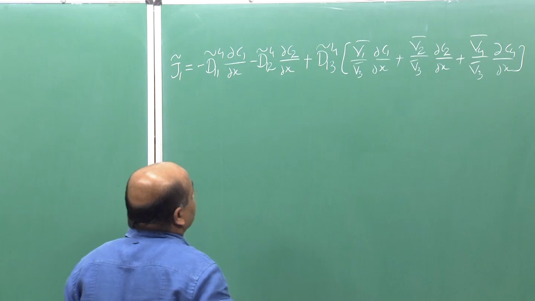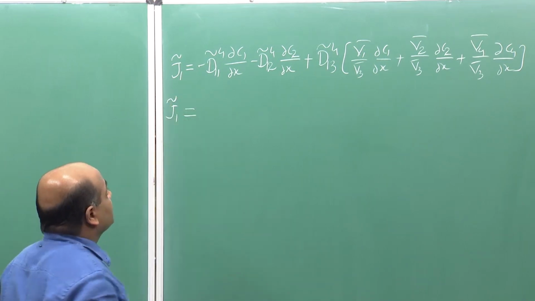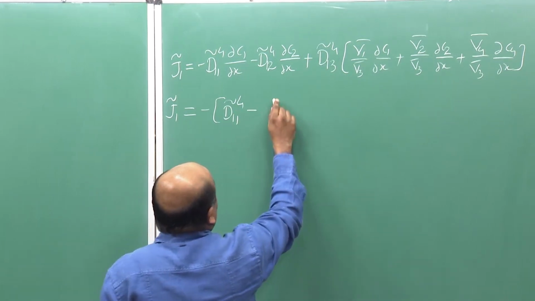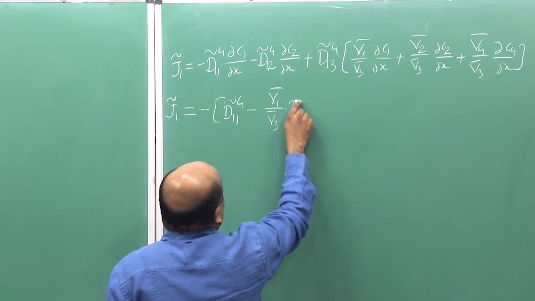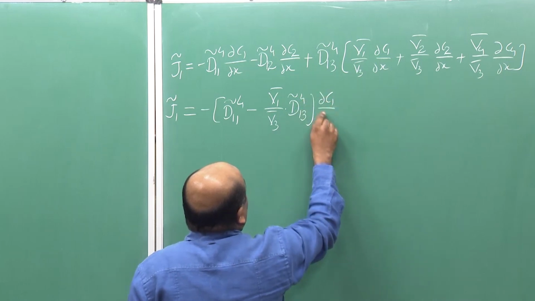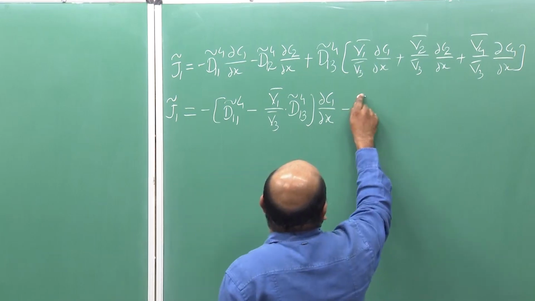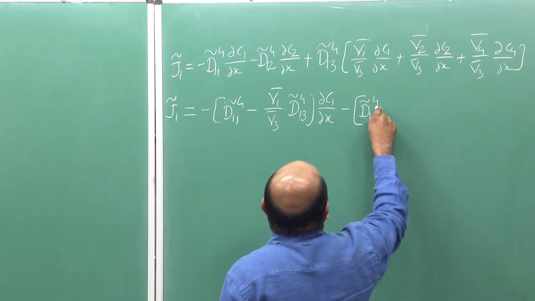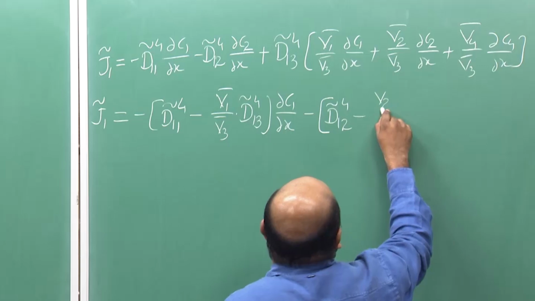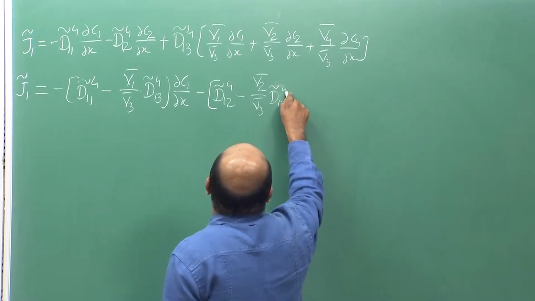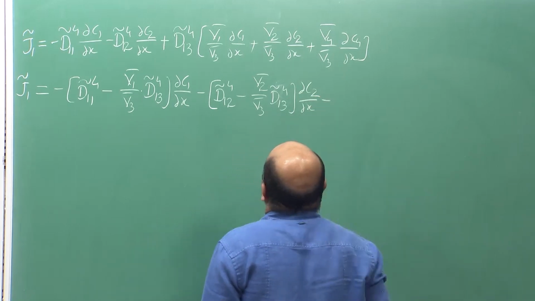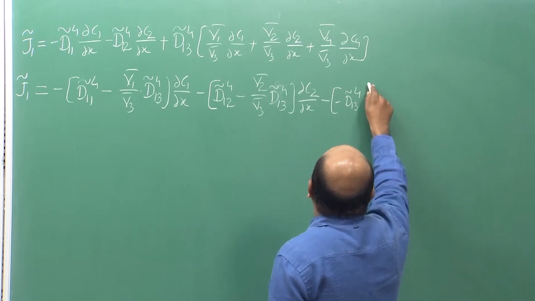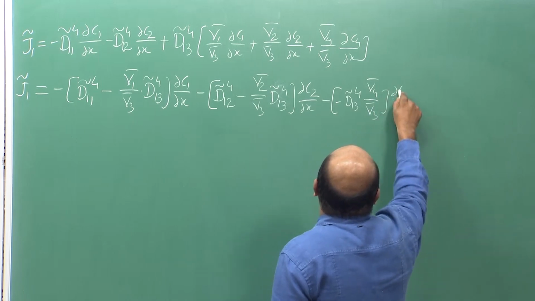If we take the common derivatives out, we will have J1 tilde equal to minus D11 tilde 4 minus V1 bar over V3 bar times D13 tilde 4 dou C1 by dou x, minus D12 tilde 4 minus V2 bar over V3 bar times D13 tilde 4 dou C2 by dou x, minus D13 tilde 4 into V4 bar over V3 bar dou C4 by dou x.